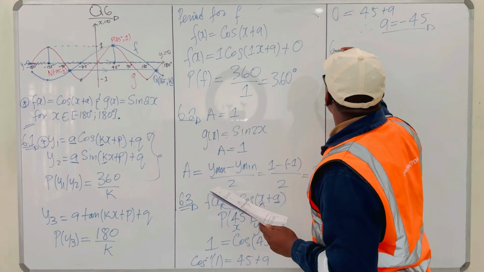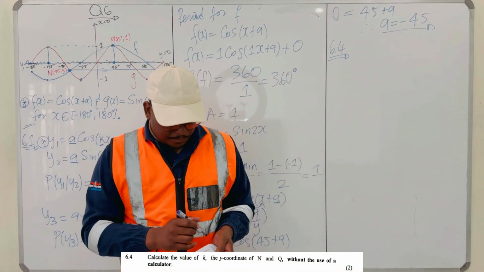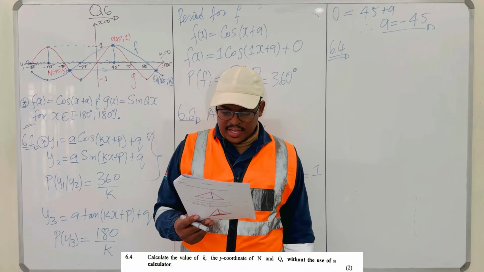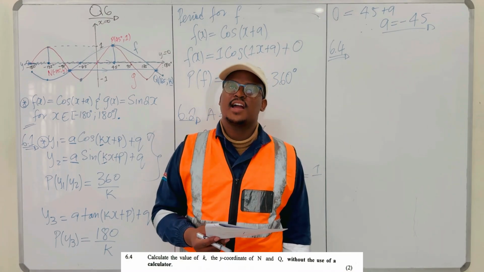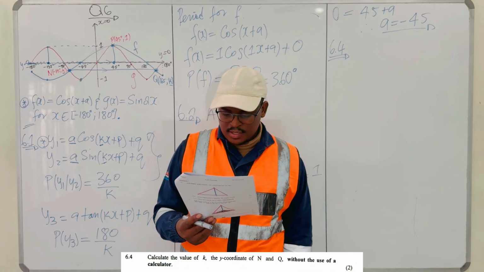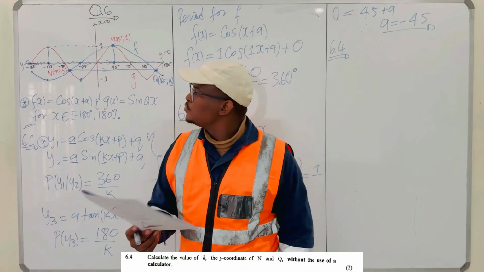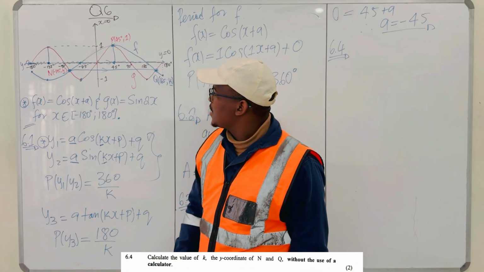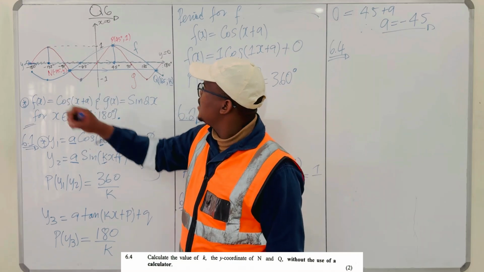We'll move to 6.4. What are they saying at 6.4? At 6.4, they are saying, calculate the value of K, the y coordinate of N and Q, without using a calculator. They want us to find the value of K, the y coordinate for N and Q, without using a calculator. Where is K? K is this point over there. So they want us to find the value of K.